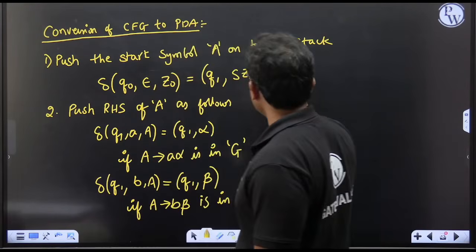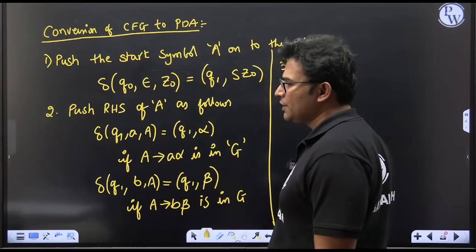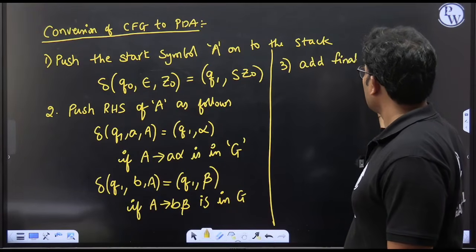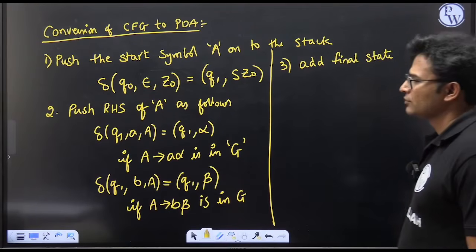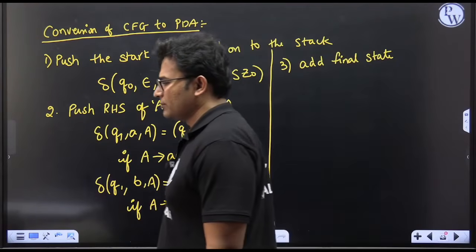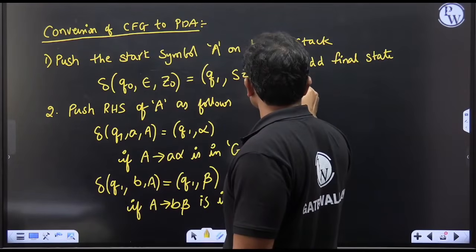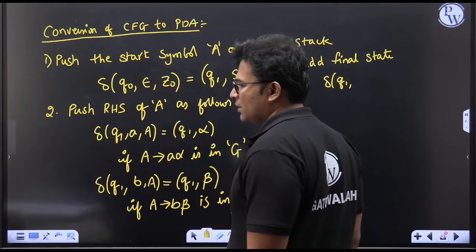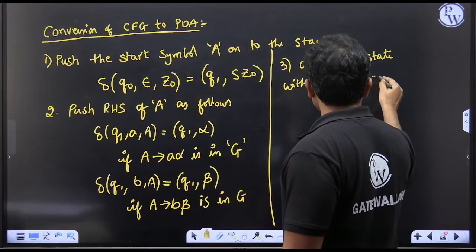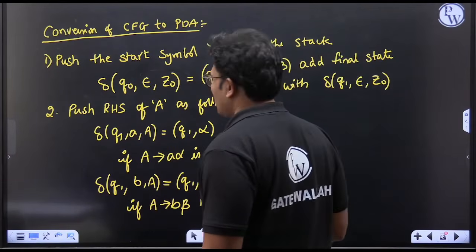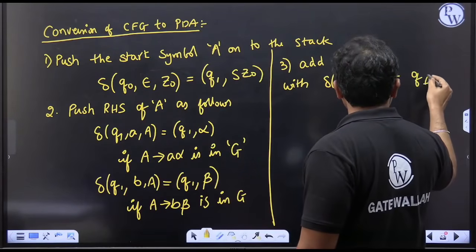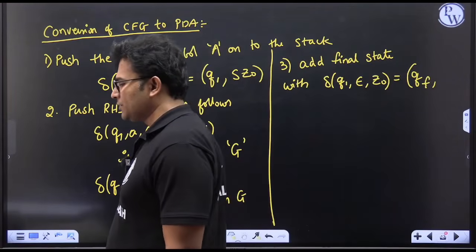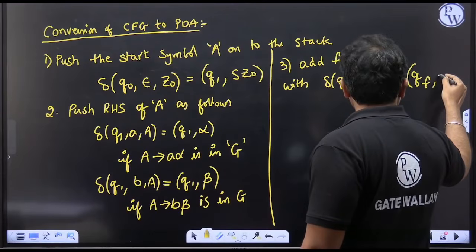And the third step is to add a final state with delta of Q1, epsilon, Z0 equal to QF, and you can write Z0 or epsilon, anything is fine.